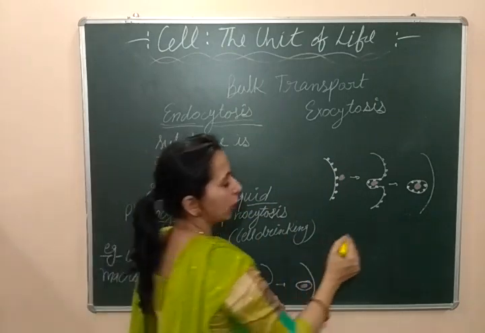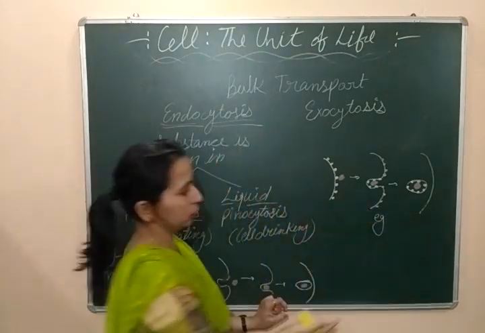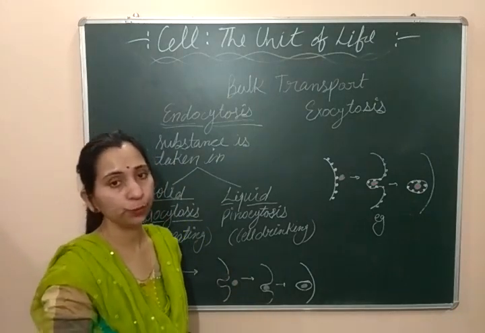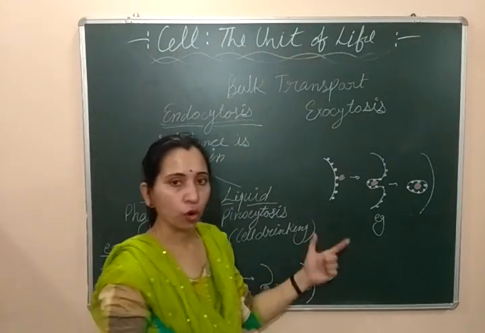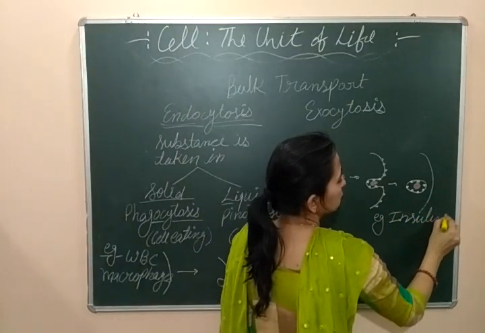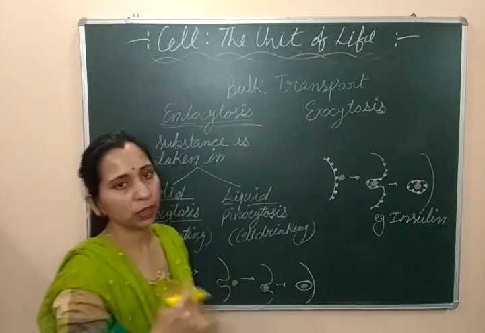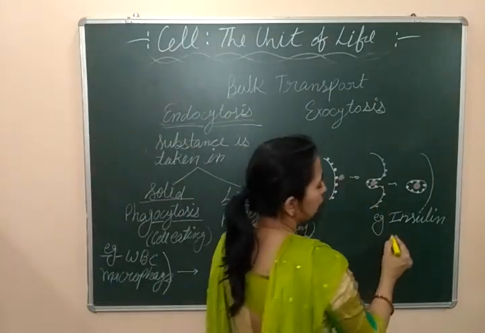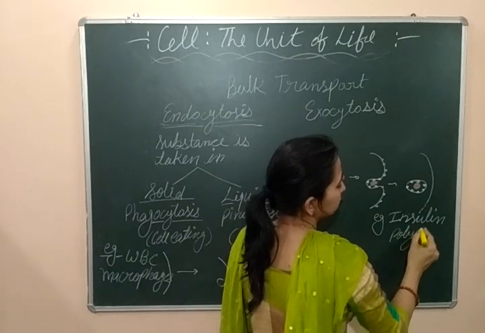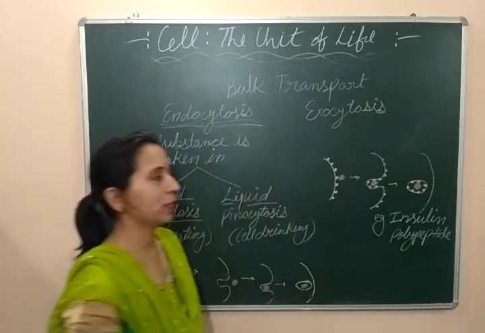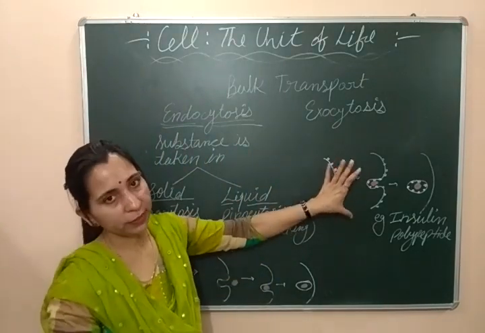This type of transportation is done where large protein molecules need to be transported. Like in the case of hormones like insulin, insulin can be taken inside the cell by such receptor mediated vesicle formation. And the second example is transportation of polypeptides. These polypeptides are taken inside by these types of vesicles.